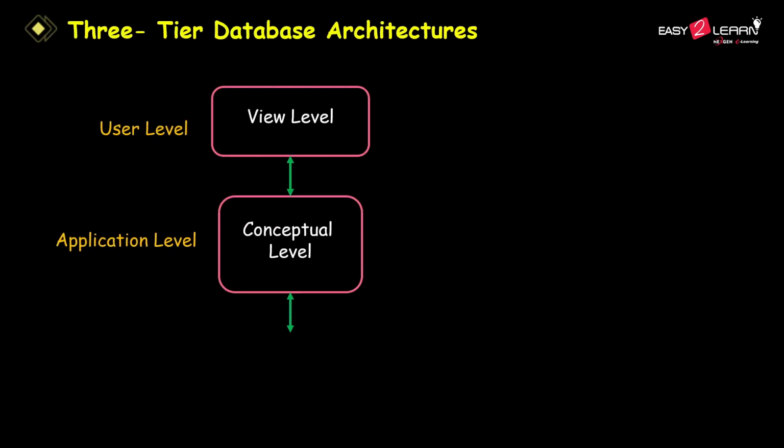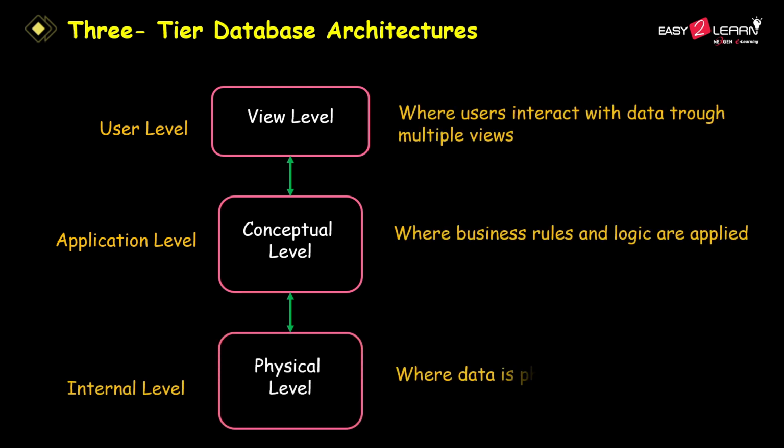In terms of databases, we can also call it three-tier database architecture. In a database management system, the three-tier model consists of the internal level, or we call it the physical level, where data is physically stored. We have the application level, also called the conceptual level, where business rules and logic are applied. And the first layer is the view level, that is the user level, where users can interact with data through multiple views.